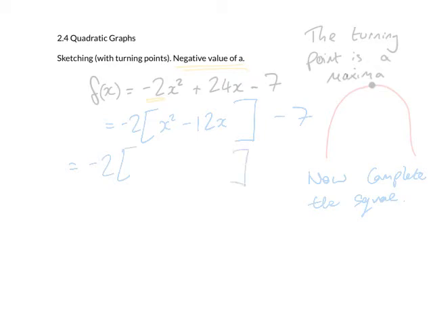Next, we complete the square inside that square bracket. So it will be x minus 6 all squared, subtracting 6 squared, which is 36. We expand our bracket out again using the minus 2. And we add the 72 and the minus 7.